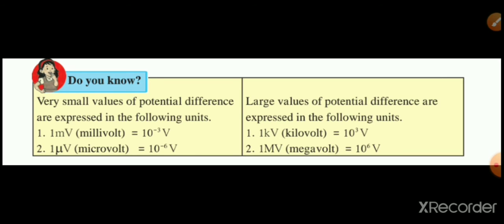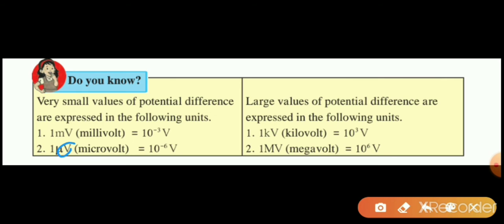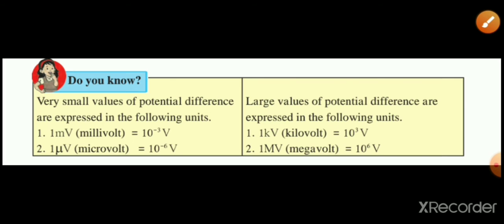Now very small values of potential difference are expressed in the following units. The first one is 1 millivolt, and the value is equal to 10 raised to minus 3 volt. 1 microvolt, that symbol is called a micro unit, which is equal to 10 raised to minus 6 volt.